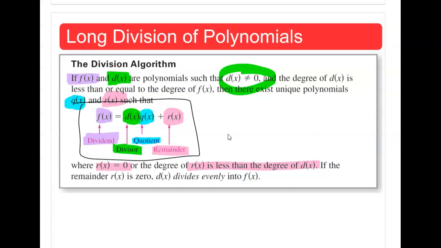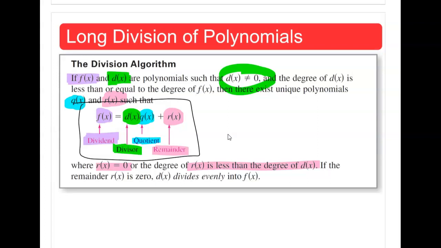So we could have a remainder that is a number, or we could have a remainder that is an algebraic expression, like, I don't know, x plus 2. So we just have to make sure that the degree of the remainder is lower than the degree of the divisor. Yes, that's how we know we stop dividing.